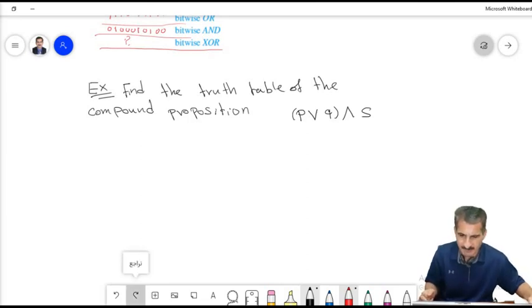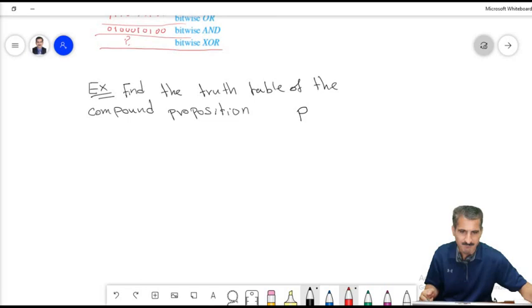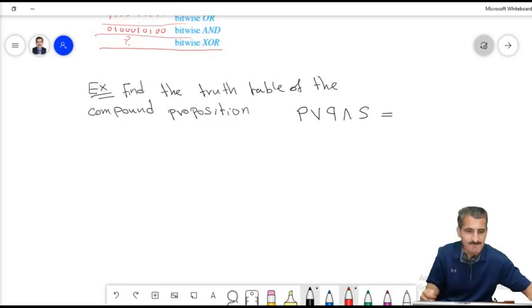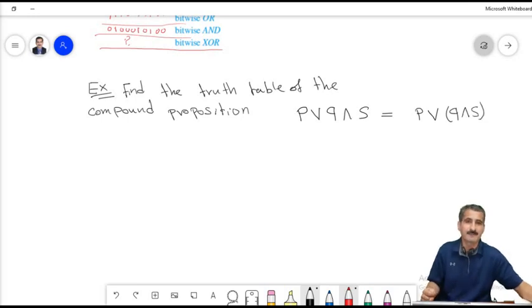And I could test you on some other thing. I could write it just this way, P. Okay, if you see it this way, then which way do you think about? This is the same as... So which one goes first? This is P or Q and S, right? Because the AND goes before the OR. Now we have three propositions here: P, Q, and S.